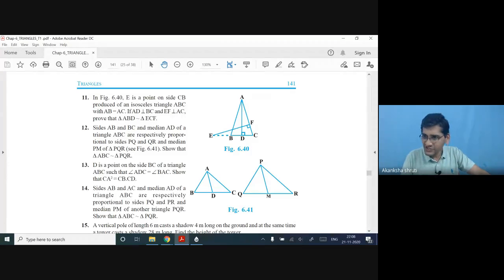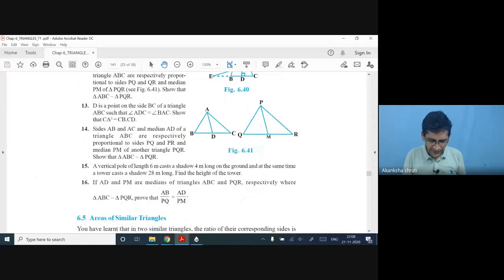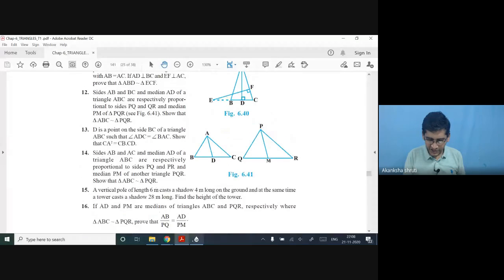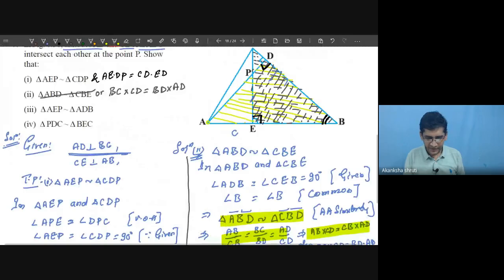So 13, you please try. Very easy. Then the same for 14 and 15, you also try all of these. So up to this much, 16 questions, you please try. Write down the homework.